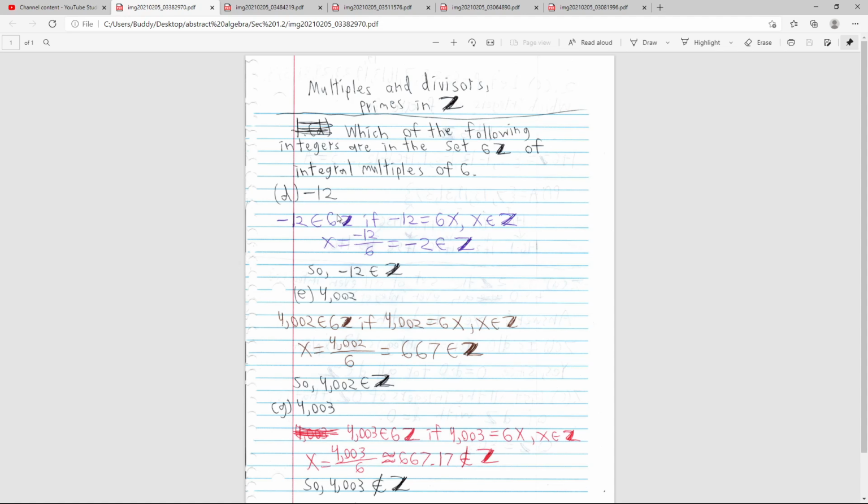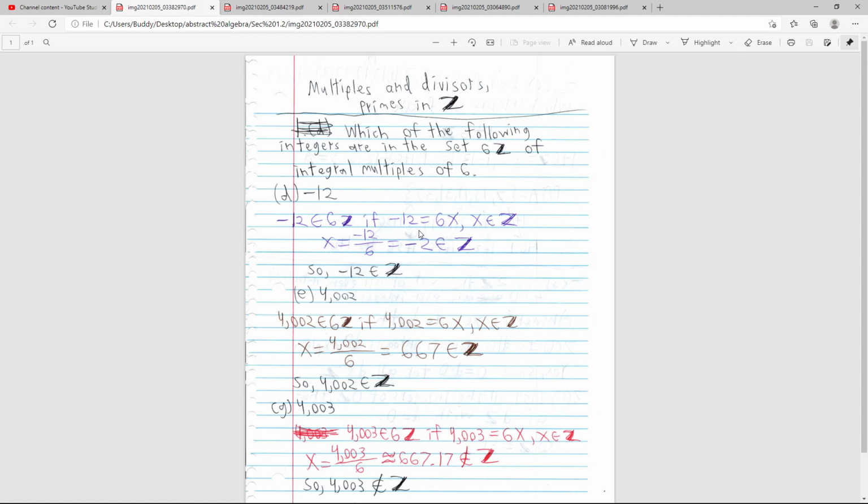So negative 12 is in 6Z. It should be pretty obvious, especially this one, but I'll show just the tiniest bit of it, because that's what this is meant for. This is abstract algebra. We're not just saying, oh, this divided by this equals that. We're trying to look a little bit into it, trying to make it look fancy and all that.